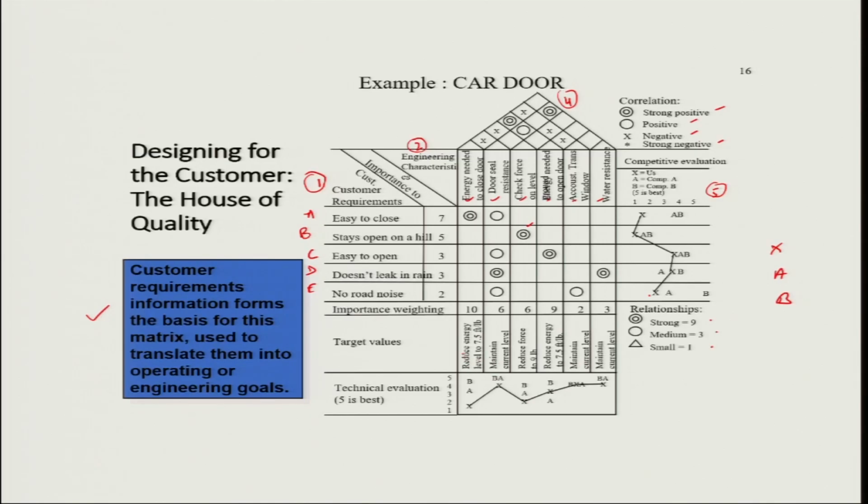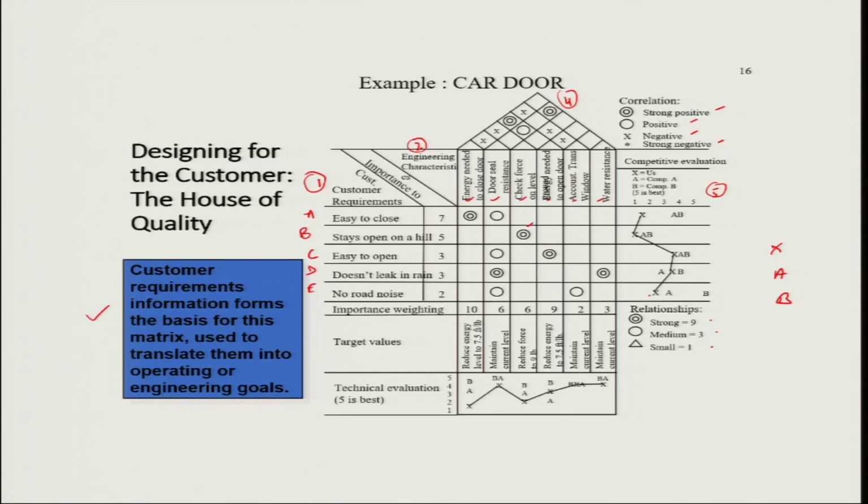We say that let us work on this to reduce the energy required to close the door, maintain the current level of the door seal resistance, because our performance is fairly good, 4 points as compared to competitors, reduce force to 9 pounds in this case, reduce energy to 7.5 pounds, maintain the current level and maintain the current level. So, based on this we can decide where the improvement is required in our technical descriptors.